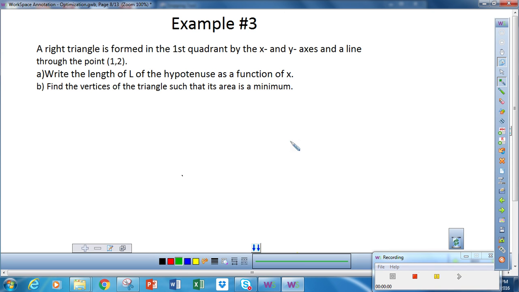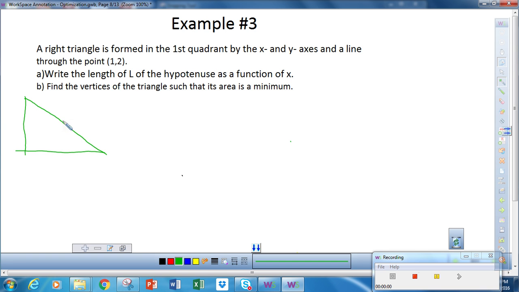Okay, so this is example 3 of optimization. This one is probably, of the ones that we're doing, the one that's the most fun. Let me put it that way. Okay, so we want a right triangle formed in the first quadrant by the x and y axes and a line through the point (1, 2). So once again, we want to start by drawing a picture.